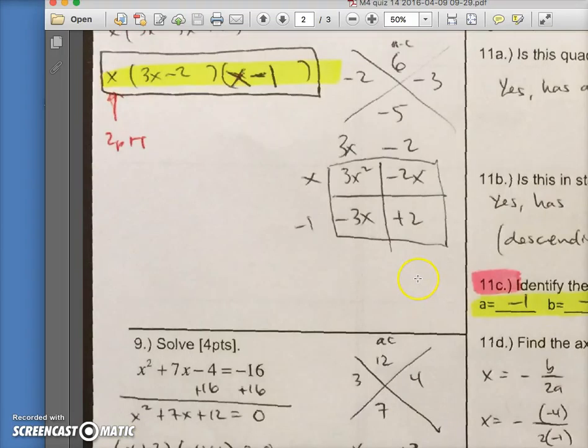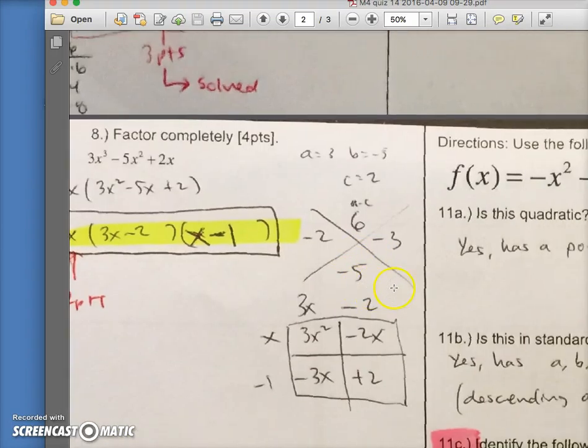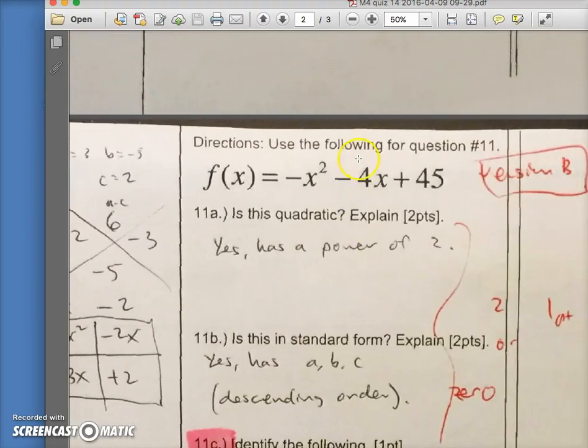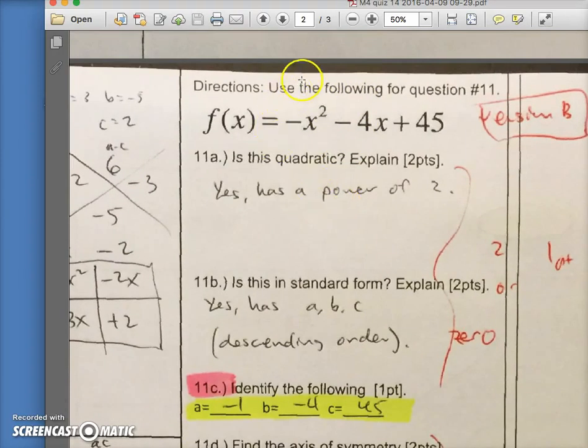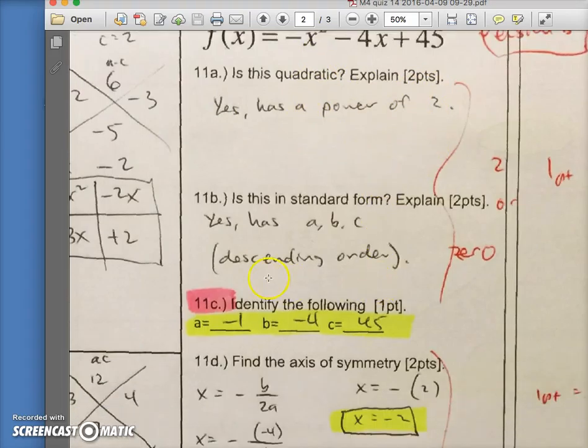All right, let's do the graphing. This is for version B, so there were 2 versions of the quiz. Is this quadratic? Yes, it is. So yes for 1 point, and it has a power of 2 for the second point.